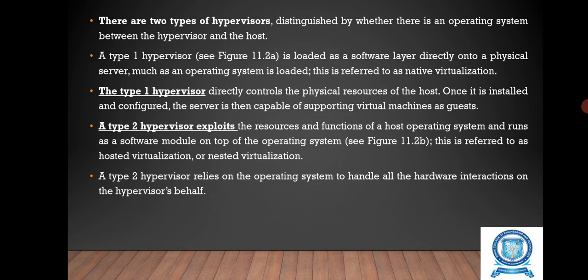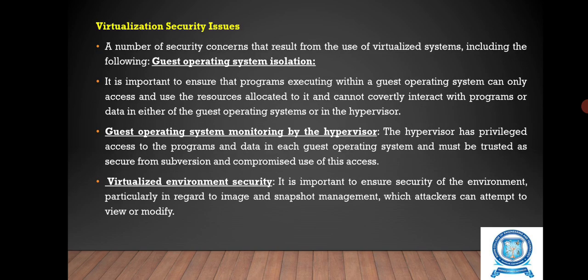A type 2 hypervisor exploits the resources and functions of a host operating system and runs as a software module on top of the operating system. This is referred to as hosted virtualization or nested virtualization. A type 2 hypervisor relies on the operating system to handle the hardware interactions on the hypervisor's behalf.